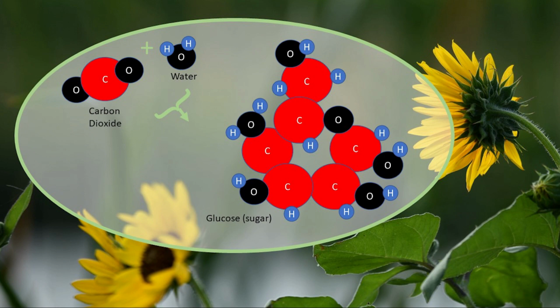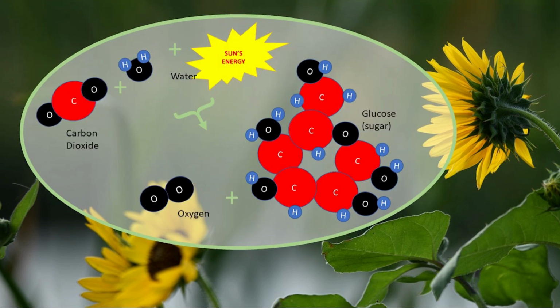It takes 6 molecules of carbon dioxide and 6 molecules of water to make 1 molecule of glucose. In order to join those 12 molecules together, the plant needs energy, which it gets from sunlight. And by using that energy to build sugars, photosynthesis essentially locks that energy into the sugar molecule.